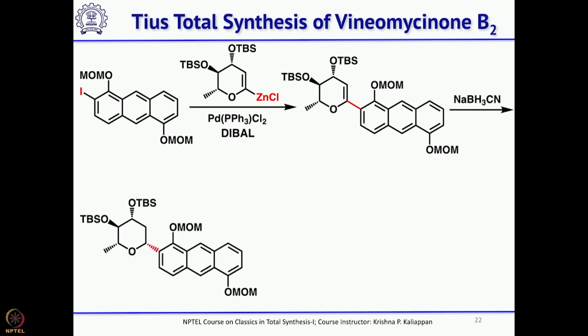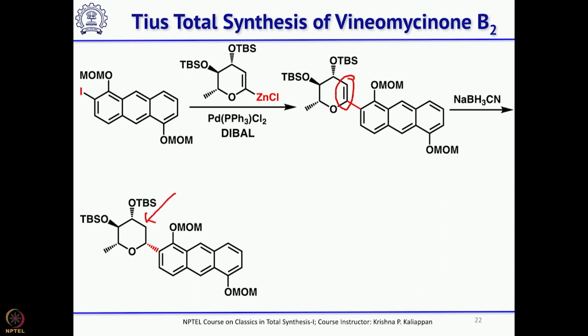Then this sodium cyanoborohydride will reduce this enol ether. The sodium cyanoborohydride will reduce the enol ether stereoselectively to get the exact tetrahydropyran unit with all stereo centers fixed.